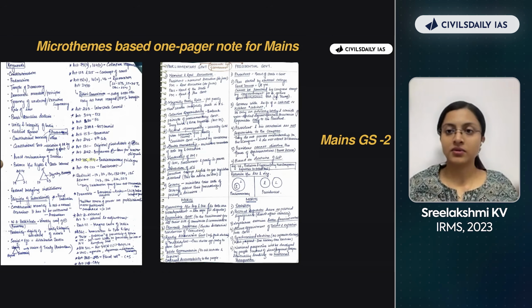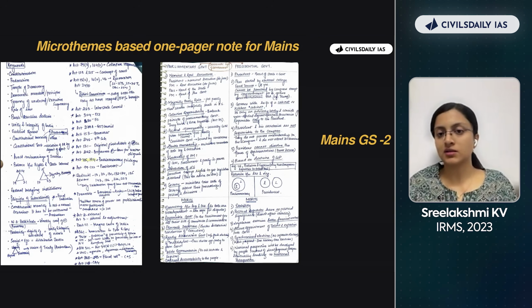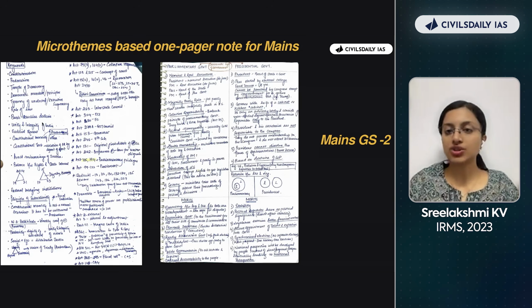Like Sarkaria Commission, Punchi Commission. So these are things I can use across my answers, multiple answers, right? So I can make a list of that as well.